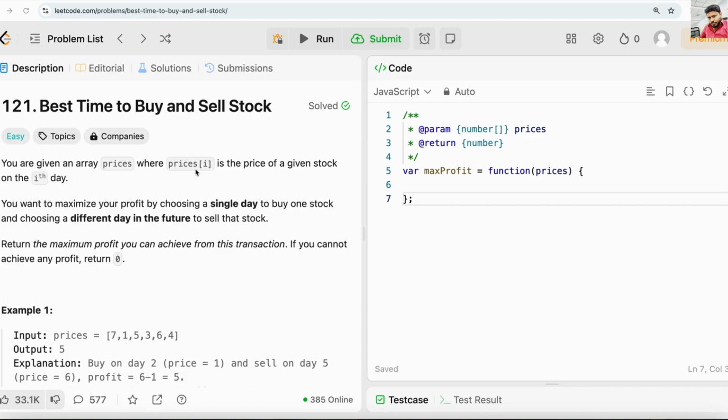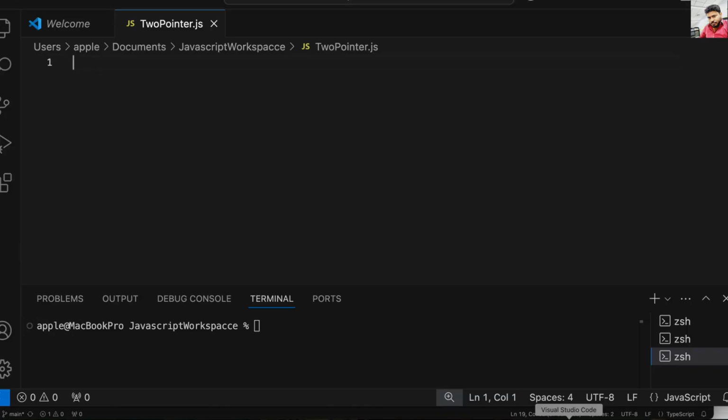We are given an array of prices where each element represents the price of a stock on the day. We need to find the maximum profit by buying on one day and selling on a future day. So here is the input. They are giving prices here, so we need to take this input and calculate the maximum profit.